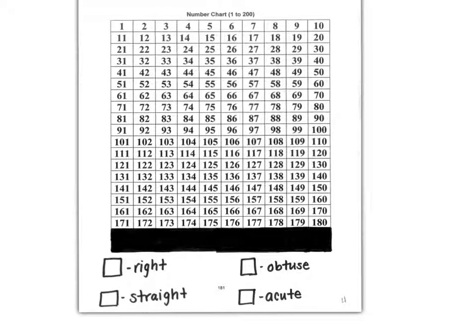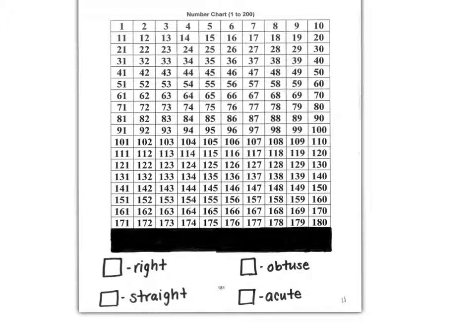Alright kids, this is Geometry Unit 1, Lesson 2, which means you should already have completed Lesson 1. Please open your book to page 4, which looks like what you see on the screen.